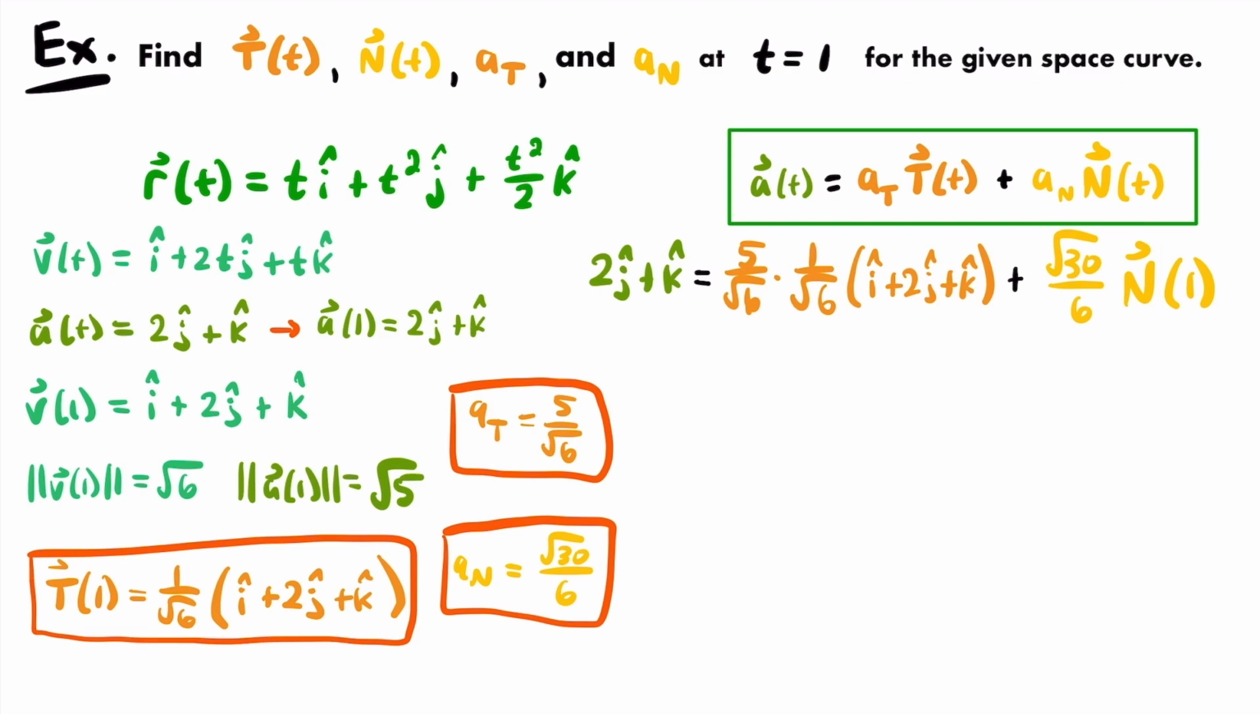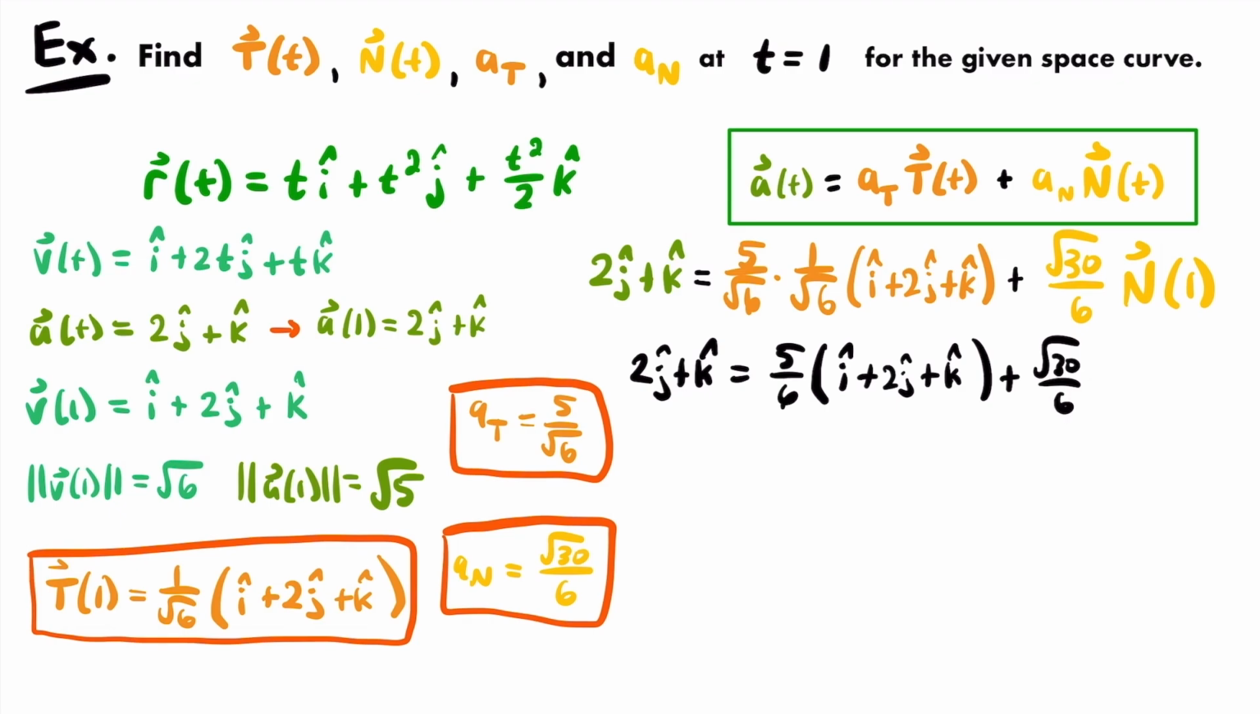To do that, we need to simplify everything else and then combine our like terms. Or really, since we're working with vectors, we want to combine the like components. Starting right here, 5 times 1 is 5. The square root of 6 times the square root of 6 is 6. So we get 2j plus k equals 5/6 times that vector i plus 2j plus k, and then plus the square root of 30 divided by 6 times the unit normal vector at t equals 1.